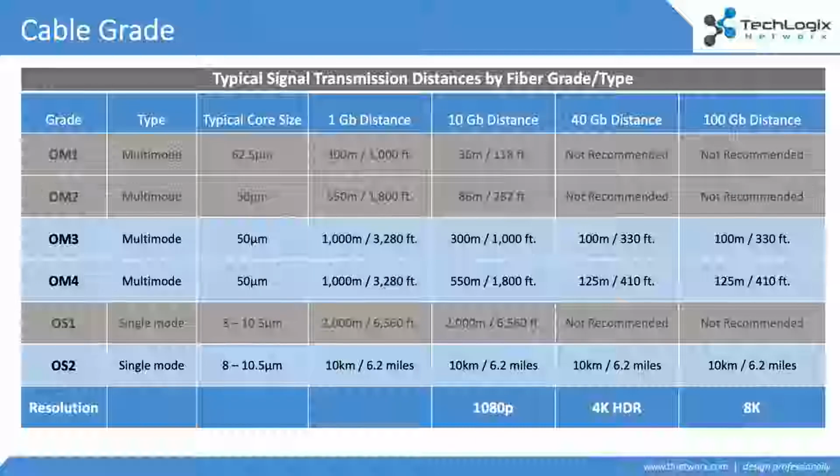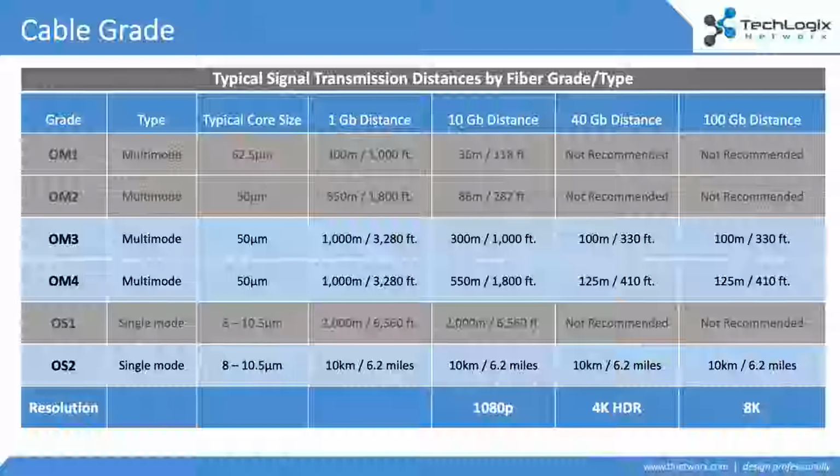Now, I always like to show this chart because this is a Bixby standard chart. This is going to show you, from a Bixby point of view, how a cable is going to perform given bandwidth and given distance. And what you see is if we're talking about 1080p, if we're talking about 4K HDR or even 8K, we really want to be looking at an OM3, an OM4, or an OS2. Just like what I was saying, these are the ones that we tend to standardize.